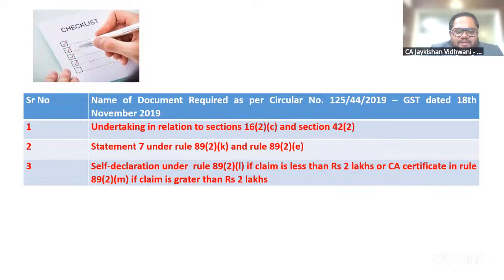Second is statement 7. And last is self-declaration, wherein if the refund amount is less than 2 lakhs, then self-declaration that incidence has not been passed. And if it is more than 2 lakhs, then CA certificate is required.